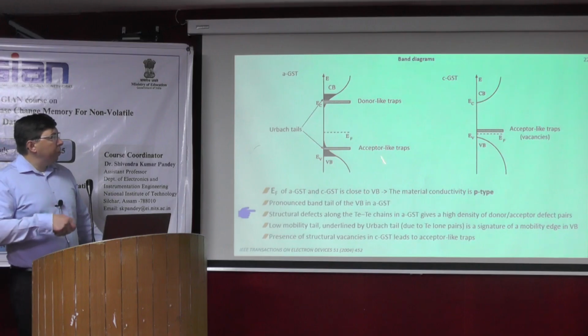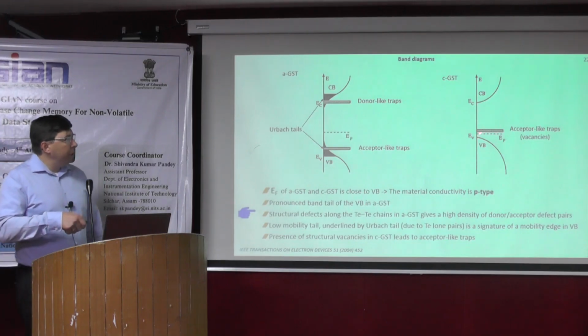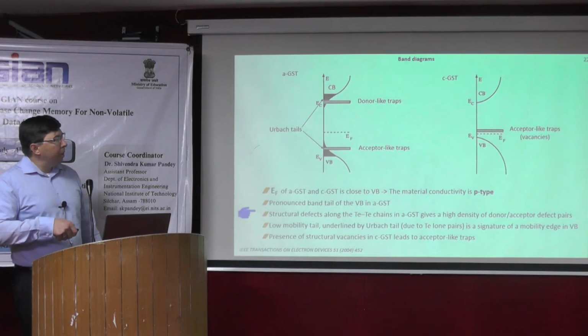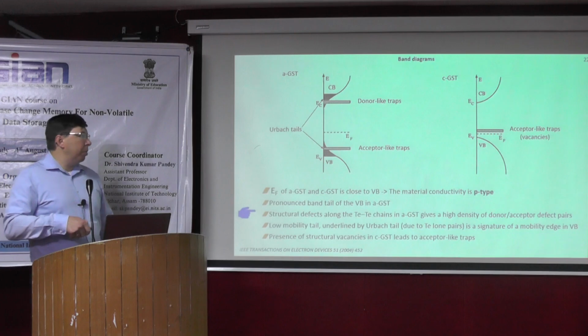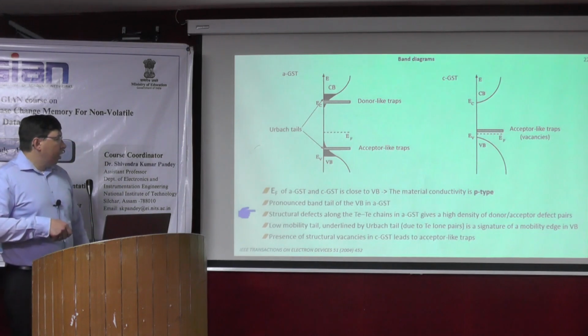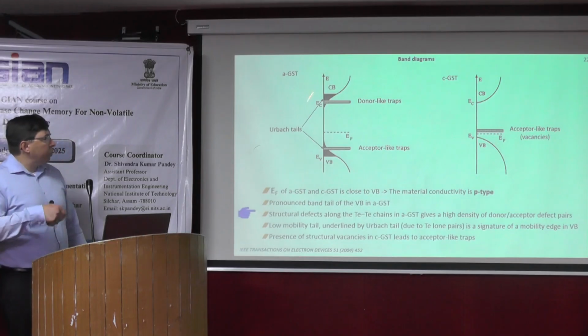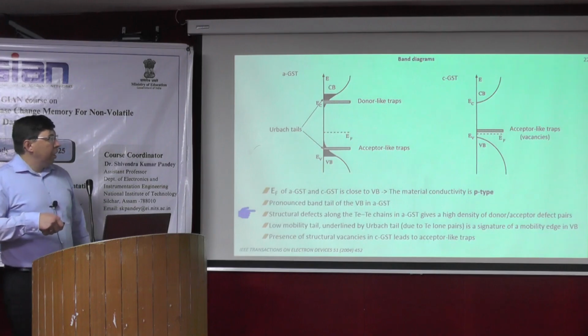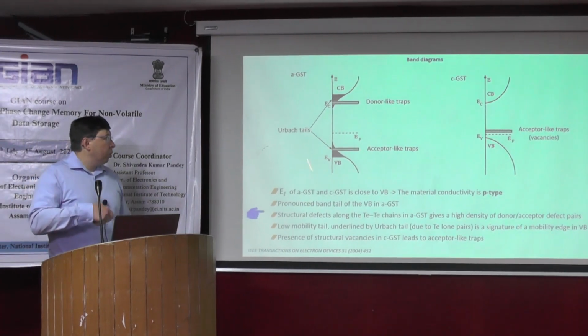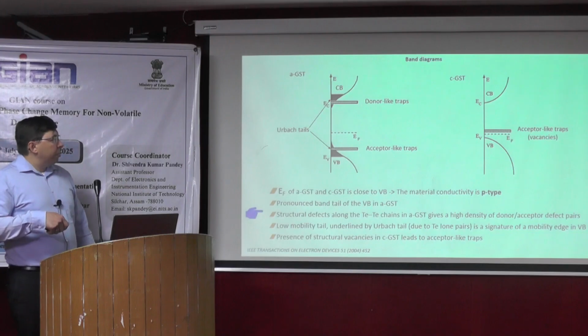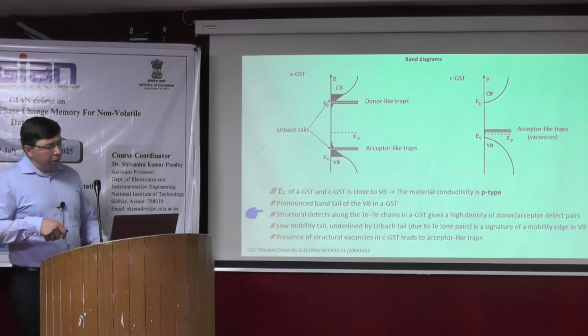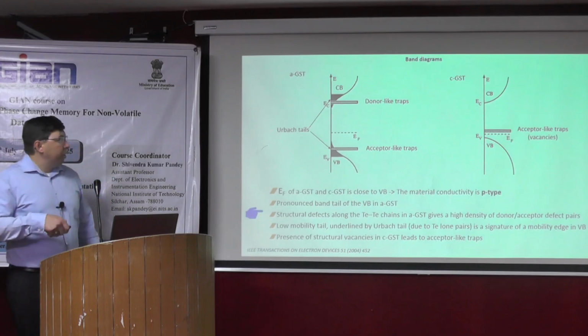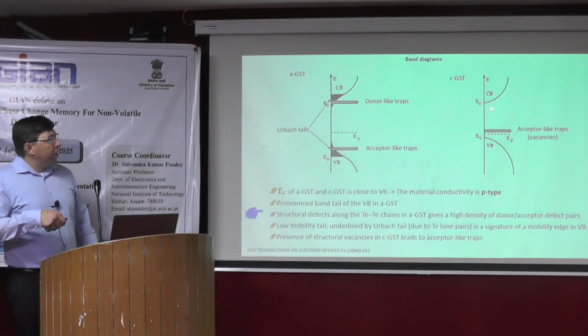What we can conclude, based on the Fermi level being close to the valence band, is that both materials are p-type semiconductors. In amorphous GST, it was also found that structural defects along tellurium chains give a high density of donor and acceptor-like traps, so you can dope this material. The presence of structural vacancies, we will consider later today when we discuss the structure. In crystalline GST, it leads to acceptor-like traps. This is because of vacancies.